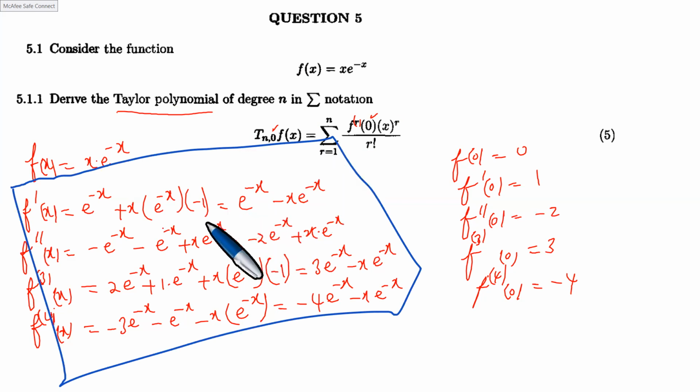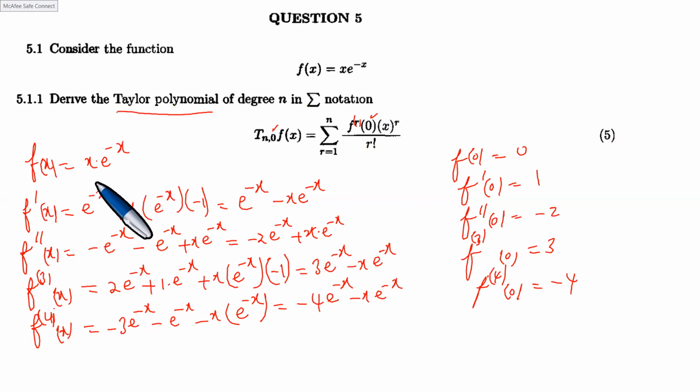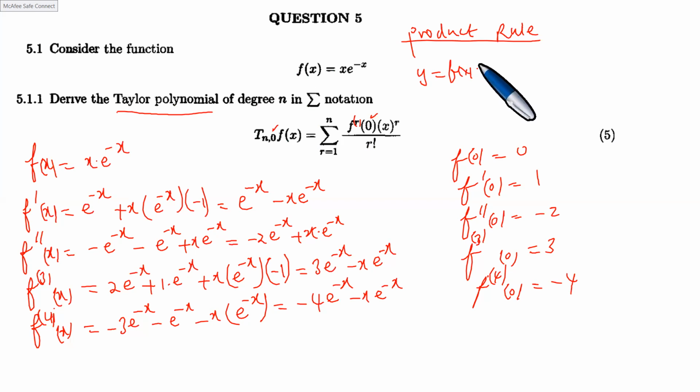Great. To get that part, we are actually just performing differentiation. Given the function f of x, which is x times e to the minus x, the first derivative can be obtained using the product rule. What does the product rule state? The product rule simply says y equals f g means the derivative of this product, dy/dx, is f prime g plus f g prime.